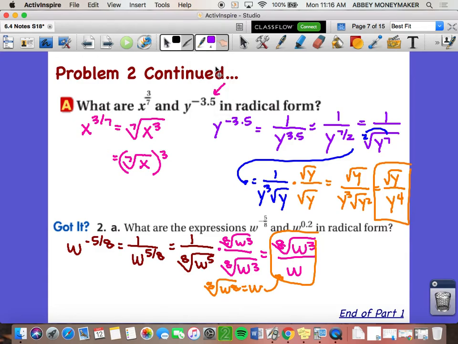And then on the second one, we have w to the 0.2, which is w to the 1/5. If I change that decimal to a fraction, which is the 5th root of w. Man, that one was easy compared to that last one.